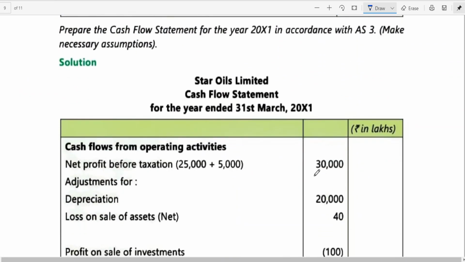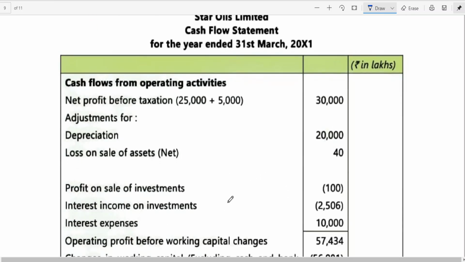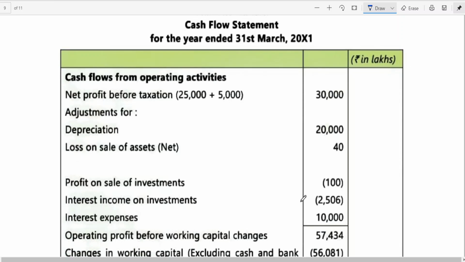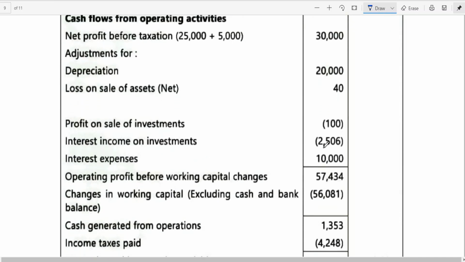So net profit before taxation 30,000, and I've already explained depreciation 20,000. Loss on sale of asset is to be added back. I've explained everything, we can just cross check. Profit on sale of investment is to be subtracted because they have added interest income on investment. It has been 2,506. This also I've explained already in the problem, my dear friends. The 2,506 interest income on investment is to be taken as investment income, but it has been credited to the profit and loss account, so to get cash generated from operating activities it is to be subtracted.